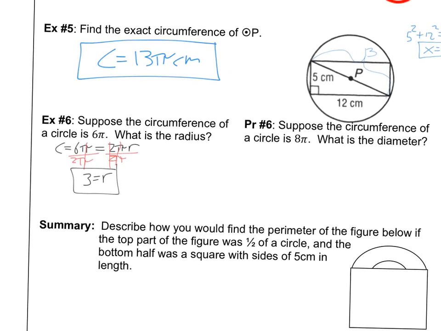So, practice 6 is a similar question. I want you to try it on your own, so you're going to have to pause the video. Suppose the circumference of a circle is 8 pi. What is the diameter? Go ahead and give that a try on your own.